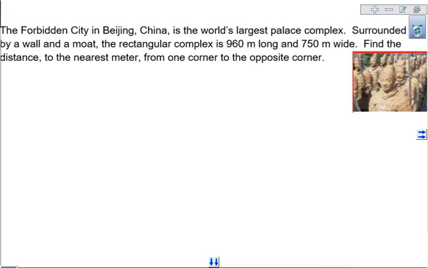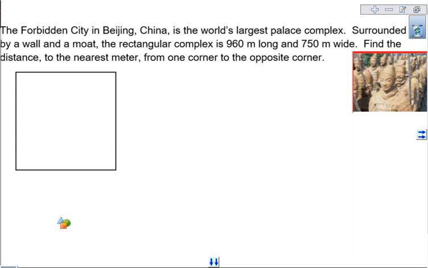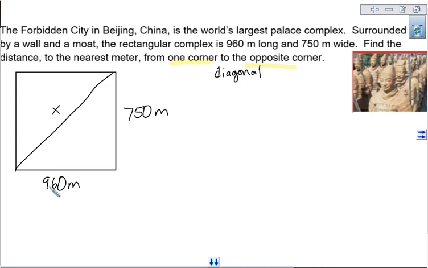And we are going to draw a rectangle. And I know that looks a bit more square, but it's a rectangle. And it is 960 meters long and 750 meters wide. And we are going from one corner to the opposite corner. That means we are going along the diagonal. And we need to figure out what that length is to the nearest meter.